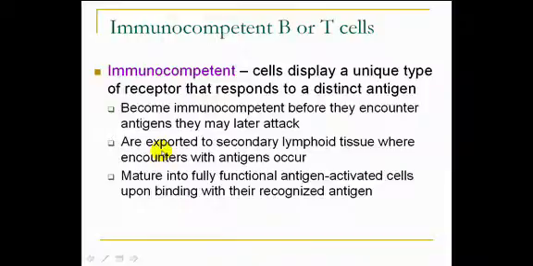Once they become immunocompetent, once they get the receptor for that distinct antigen, they then get sent out to what we call secondary lymph tissues. So they'll get sent out to, say, a tonsil or a lymph node, and they'll sit there and wait to see if they'll ever encounter that antigen.